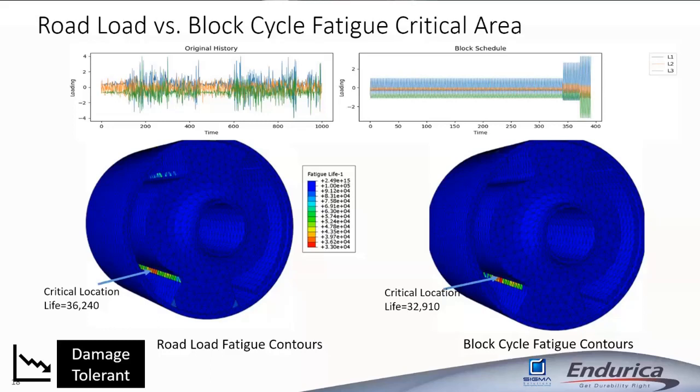What you're looking at here is a comparison of the life calculated from the full road load signal with the life calculated from the block cycle extracted from the road load signal. You can see they produce a very similar failure mode, and they also produce a very similar fatigue life.